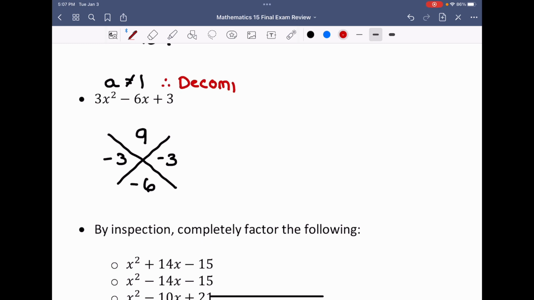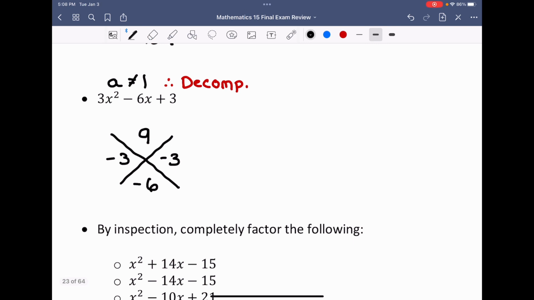As soon as you see that a does not equal 1, we must use decomposition. It is not correct to just go, oh, the factors are equal to x minus 3 times x minus 3. That would be completely incorrect in this case. What we have to do is now rewrite it as this. 3x squared minus, now we put in our two found numbers, negative 3x minus 3x plus 9, or plus 3 I should say, because that was our constant term.